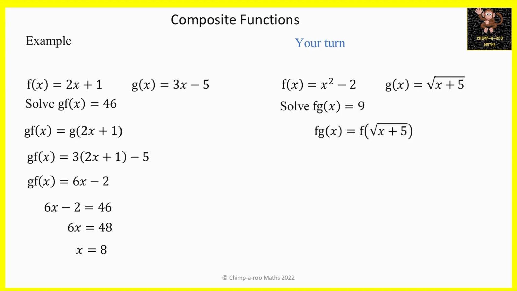Okay, fg of x is f of the square root of x plus 5. So f requires us to square, then take away 2. So this time we're going to square the root of x plus 5, and then take away 2. So that will be x plus 5 minus 2, which gives you x plus 3. And now put that equal to 9, x is 6.